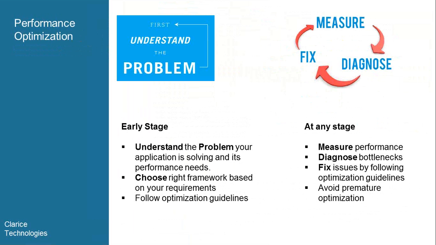If your product is already in production, or it's in alpha or beta stage, the way to optimize performance is to measure your performance, diagnose the bottleneck, and then fix the issue following the optimization guidelines. So it's a continuous process where you have to continuously measure, diagnose, and fix. After the early stage where you choose a particular framework, you have to go through the cycle of measure, diagnose, fix. This can be easily achieved by doing continuous integration of your build, running your test automation, having good test coverage, and looking at the non-functional aspects of your project.